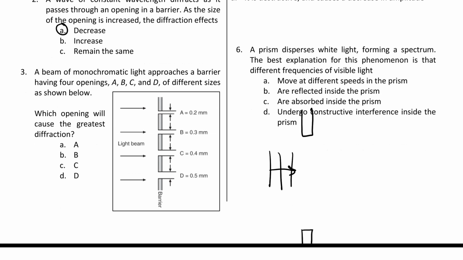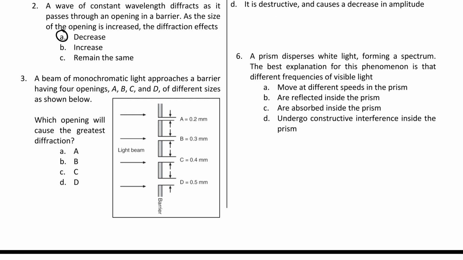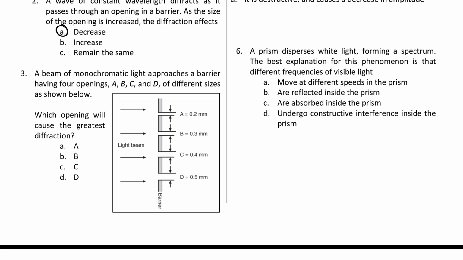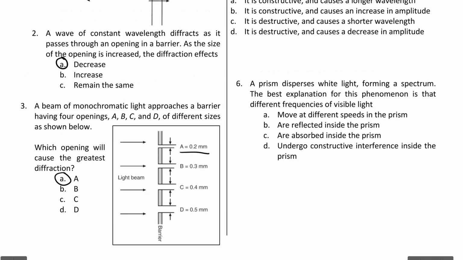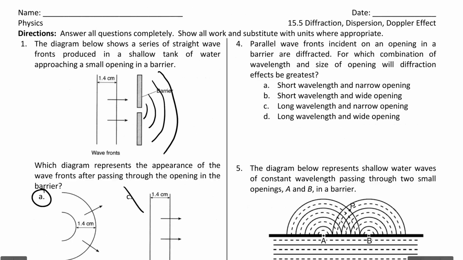Number 3. A beam of monochromatic light approaches a barrier having 4 openings of different sizes as shown below. Which opening will cause the greatest diffraction? It's kind of the opposite of number 2. If we want more diffraction, we want a smaller opening. So it's going to be choice A because it has the smallest opening. The smaller the aperture or the opening, the greater the diffraction.